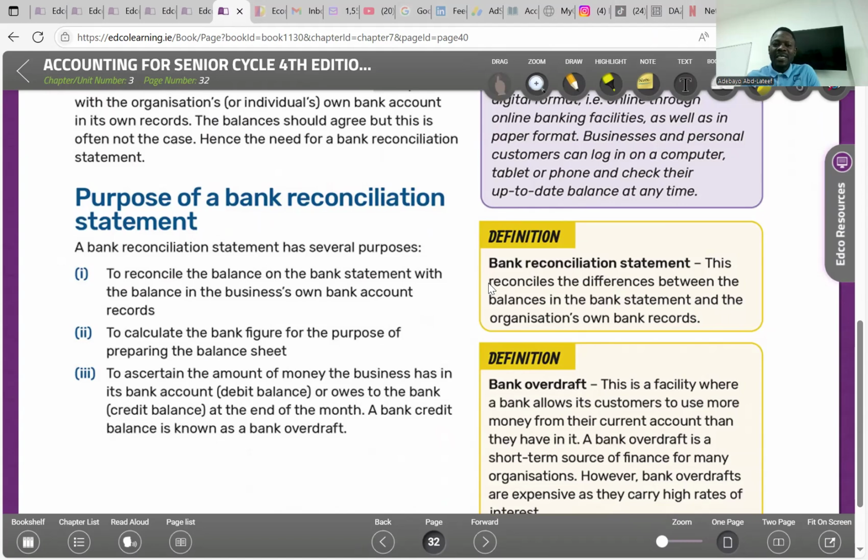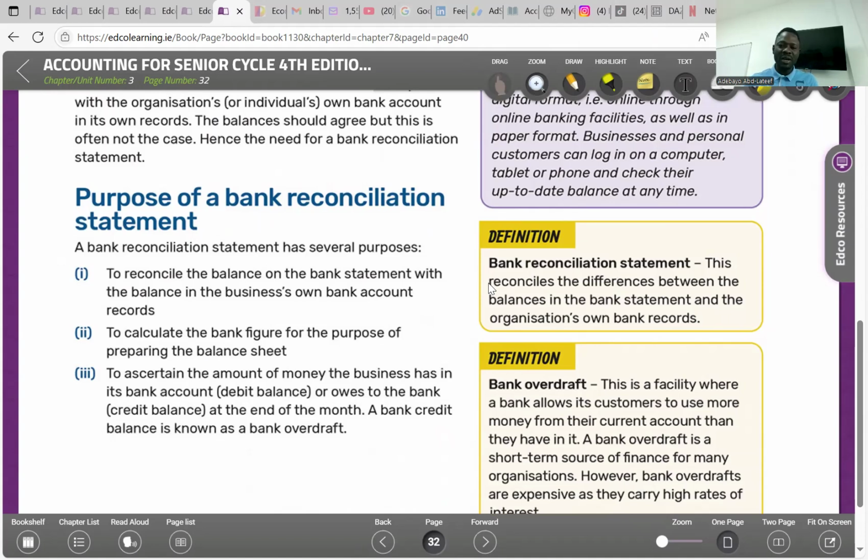A bank credit balance is known as a bank overdraft. Another purpose of a bank reconciliation statement is to know our debit balance, which is what we have in the bank account as a business or as an individual, and our credit balance, which represents what we owe to the bank. So if our account is reading a credit balance, it simply means we are owing the bank, and it will be called a bank overdraft.